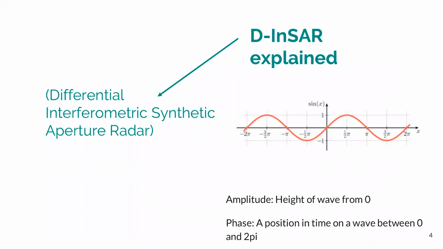To better understand it, I first wanted to reintroduce a wave. There are two parts to the wave that we need to focus on. One is the amplitude, which is the height of the wave, and two is the phase. Phase is a little tricky because it refers to a position on the wave from 0 to 2 pi. We'll come back to that when we look more at interferograms, some of our products.